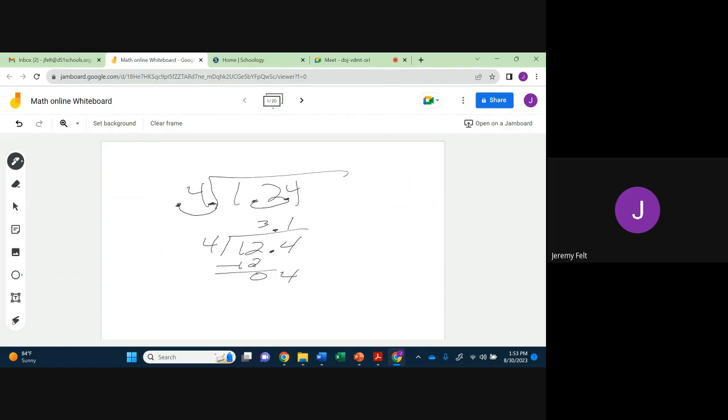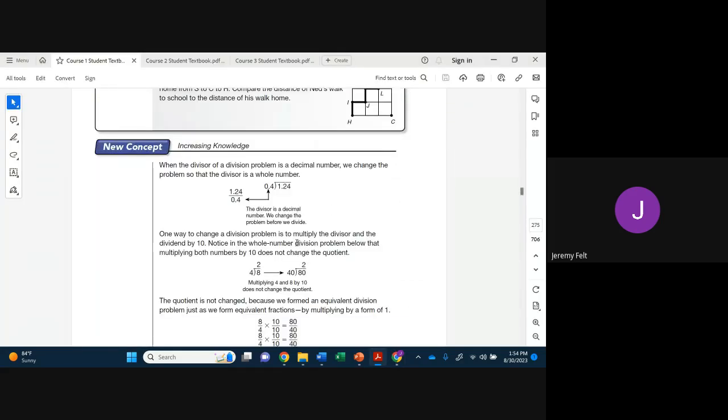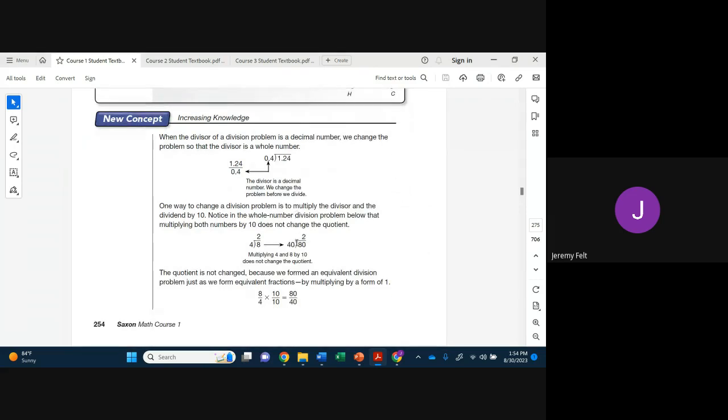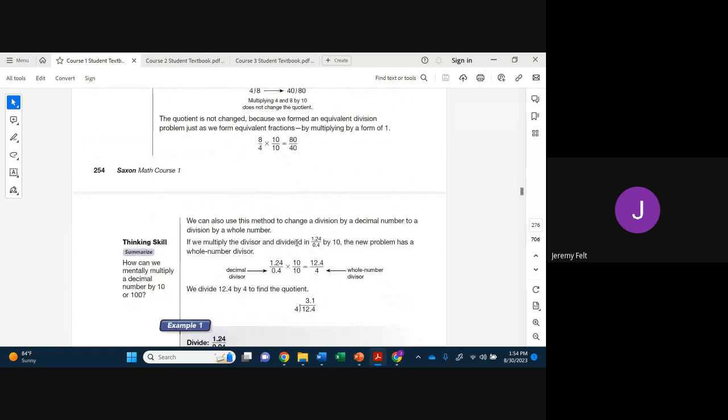Now, if you're doing it in your calculator, you don't need to do it. You can, but you can just put 1.24 divided by 0.4, and it'll calculate it for you. But we move it to make it a little bit easier, as they're showing right here. So if we multiply top and bottom by 10, this is the one we just did. We get 12.4 divided by 4, and then it's a little bit easier, especially if we're doing it without a calculator.